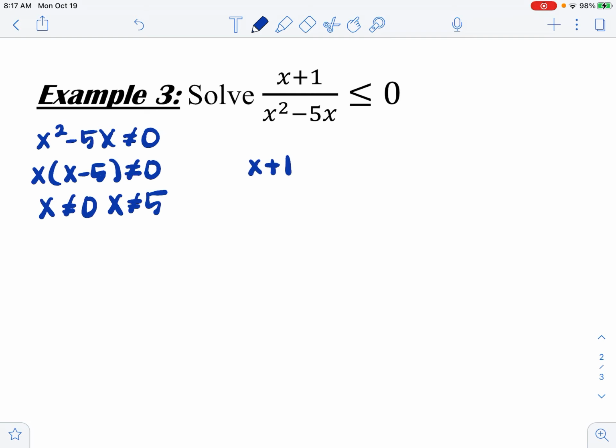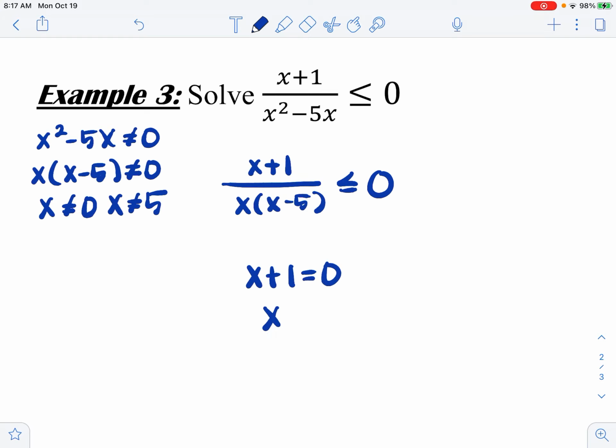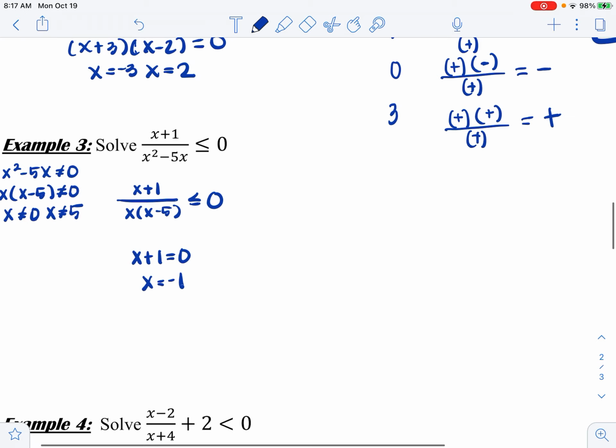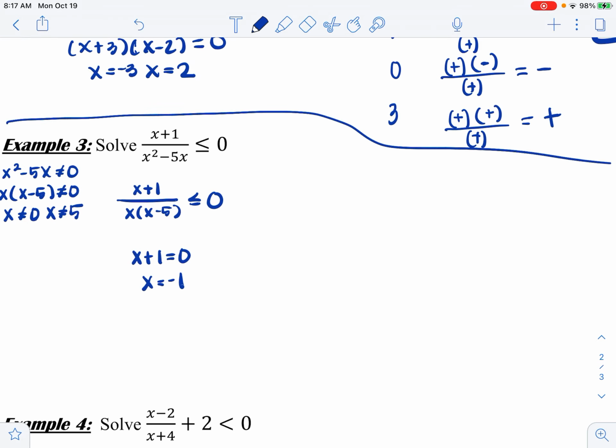Okay. And now I want to write this in factored form. So x plus 1 is not factorable. I can just leave it. My denominator I'm going to write as x times x minus 5 less than or equal to 0. Okay, so I still have to solve this as if it was an equation where it was equal to 0. So in order for a fraction to be equal to 0, the numerator has to be equal to 0. So I'm going to say x plus 1 equals 0, x equals -1. So there's my other critical value.